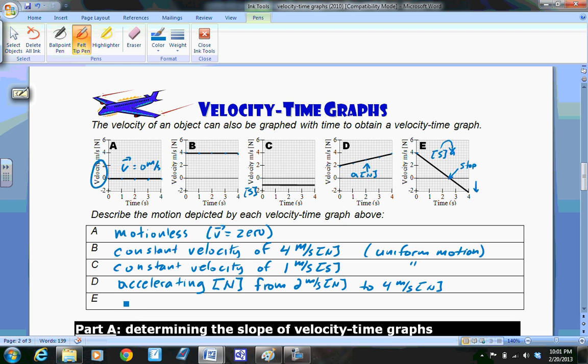What we can write down over here in the description is that my object is accelerating southward from a velocity of 4 meters per second north initially to a velocity of 2 meters per second south at the end of the motion. Again, you can see it's very easy to describe the motion of these objects just by analyzing the velocity, reading it right off the graph. You don't have to do any calculations whatsoever.